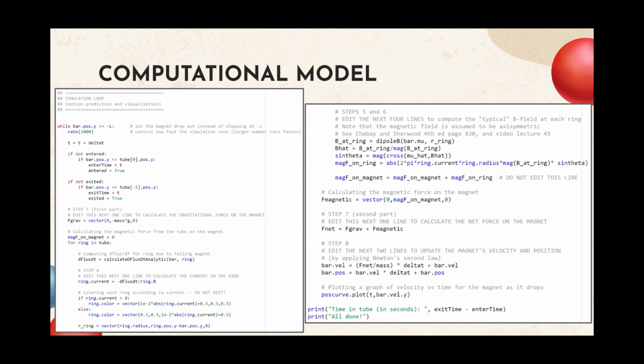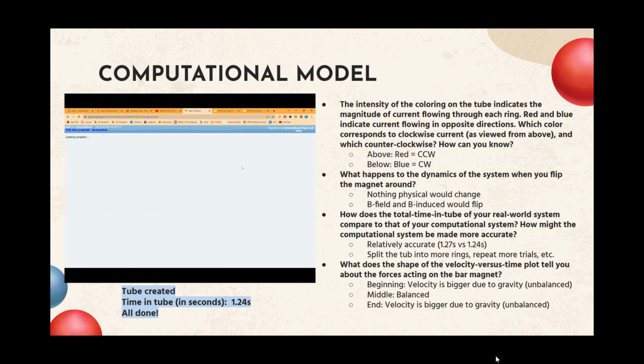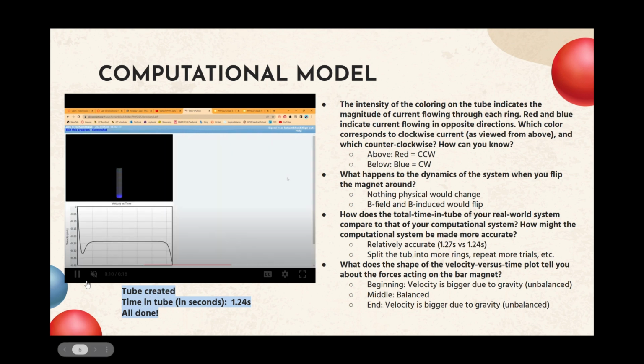Here we did the simulation loop, the magnetic force, gravitational force. Here we did the magnetic field and the B field of each ring in the tube. And then we did an F-net equation, which is just gravity and magnetic, and then we did velocity and position update formulas for the bar magnet moving down. Then we got this code running, and this is the graph at the end, and the simulation said that the time in the tube was 1.24 seconds.